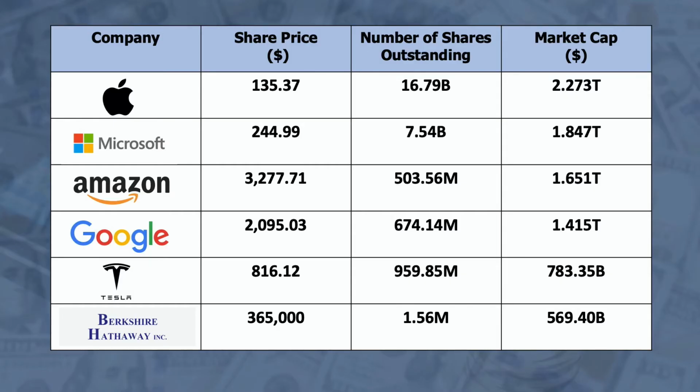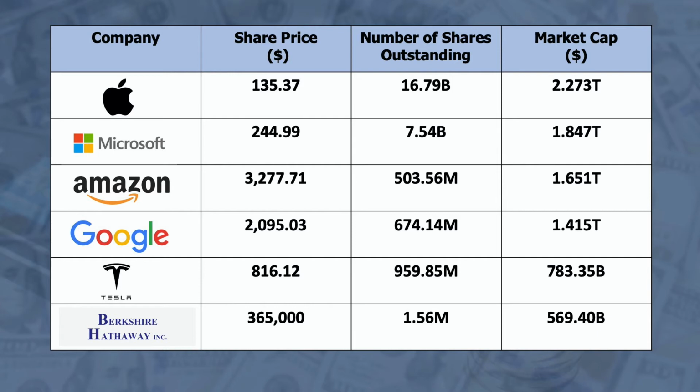And now let's go and look at an example of some of the largest companies in the US stock market. So we can see here Apple, their share price is 135.37. That's the most recent closing price. And shares outstanding is 16.79 billion. This leads to a market cap of $2.273 trillion. So Apple at the moment is the largest stock, certainly in the US, probably also the world.